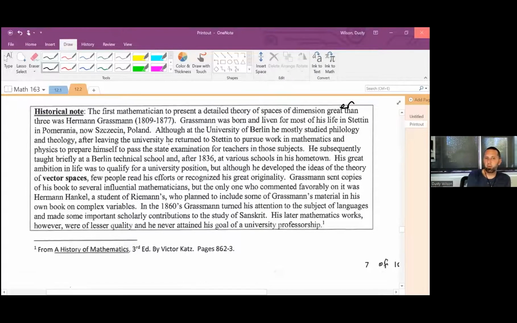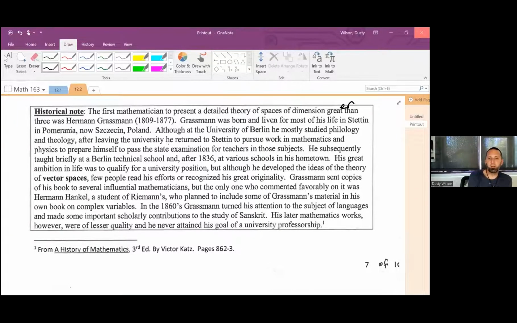After leaving the university, he returned to Stettin to pursue work in mathematics and physics to prepare himself to pass the state exam for teachers in those subjects. He subsequently taught briefly at a Berlin technical school and after 1836 at various schools in his hometown. His great ambition in life was to qualify for a university position. That is, he wanted to be a professor.